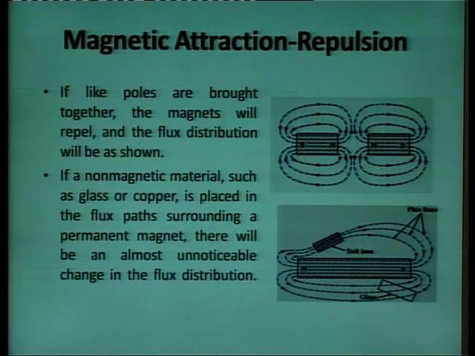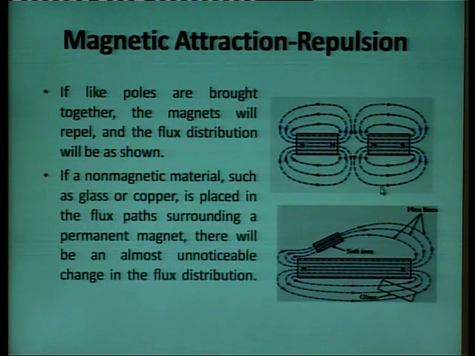Then we can again see the magnetic attraction and repulsion. If like poles are brought together, the magnets will repel and the flux distribution will be as shown. As we can see, the flux distribution is here. These are the like poles, north and north, but they will repel each other and the magnetic lines of force would be arranged like this. And also if we put any soft iron or any glass piece, this is the diagram in which the soft iron piece and the glass piece are put over here.